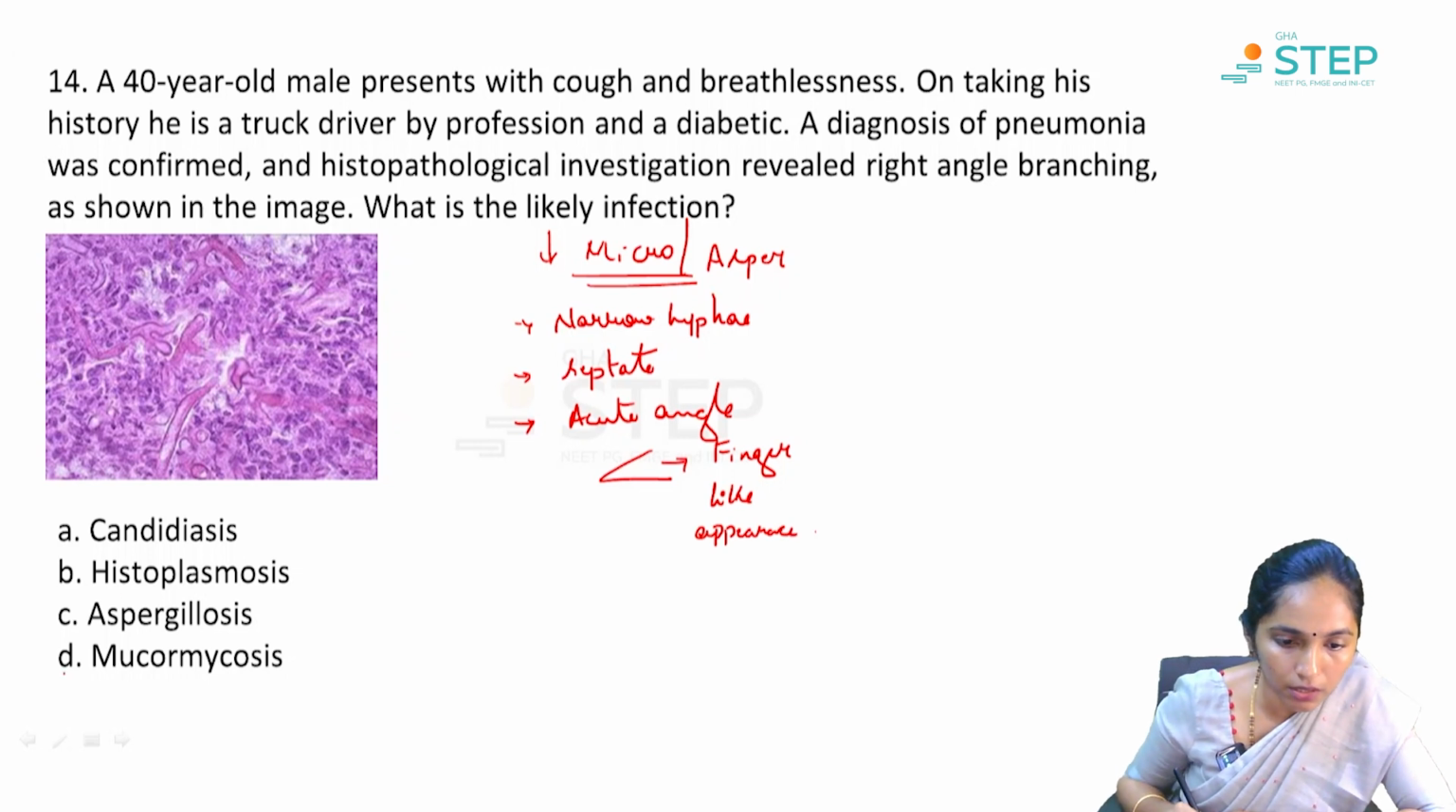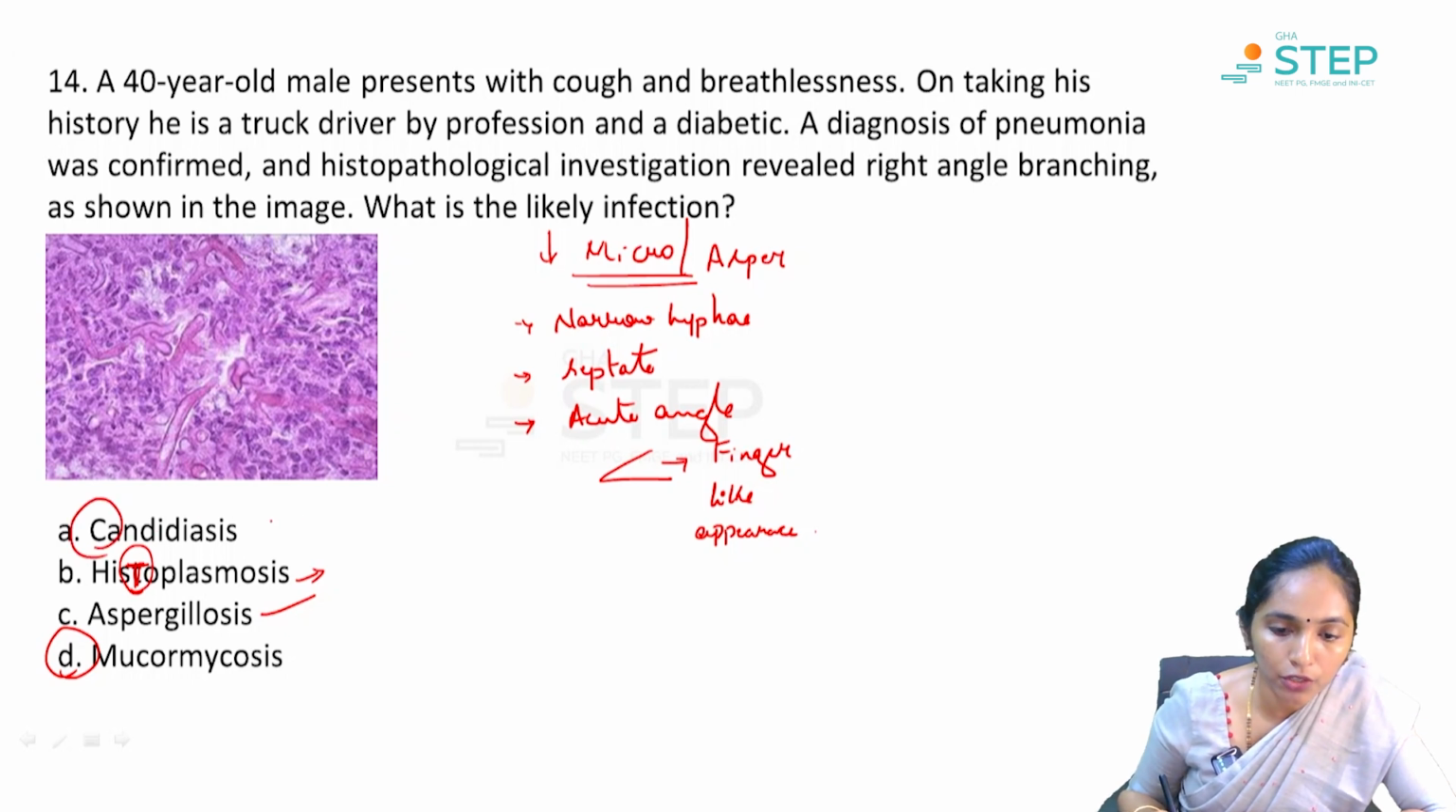So here it is a clear case of mucormycosis where there is broad hyphae, no septate, and right angle branching. Aspergillus we have finished. Histoplasma, in the previous question I said, please remember T like this. T is the main thing, tuberculate microconidia.